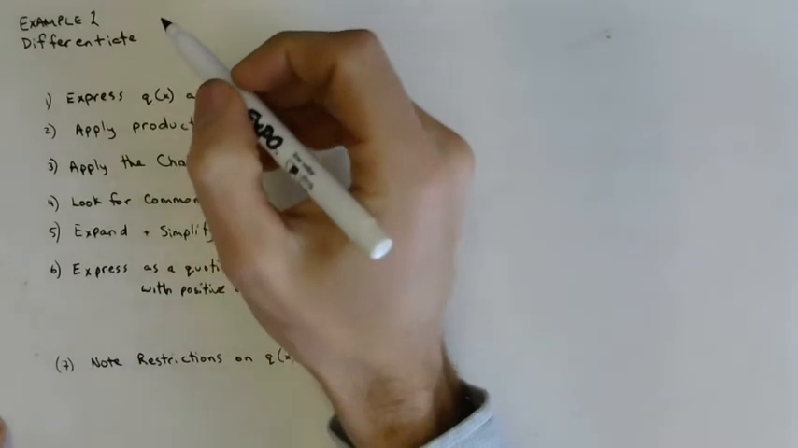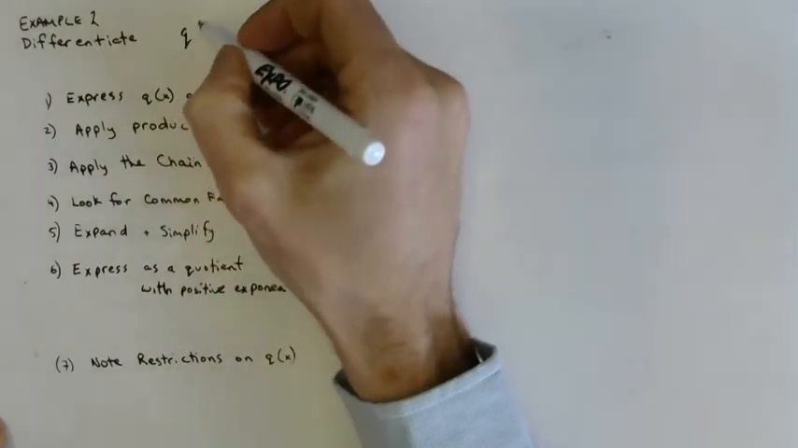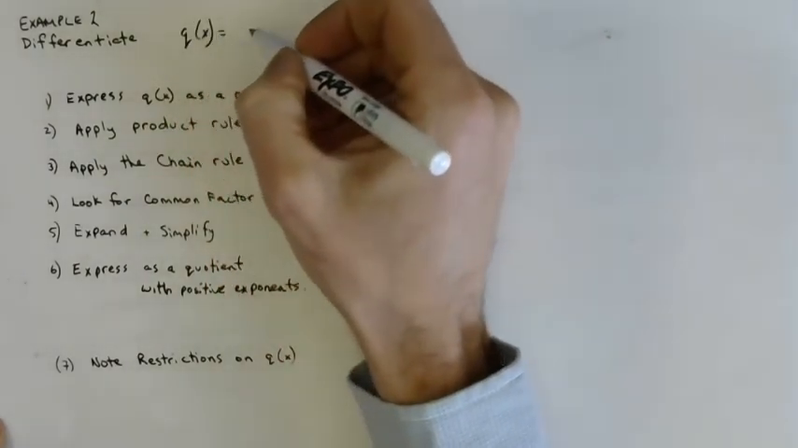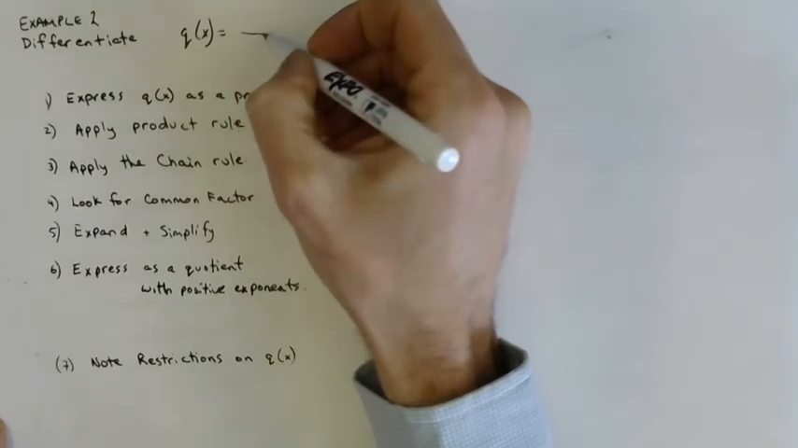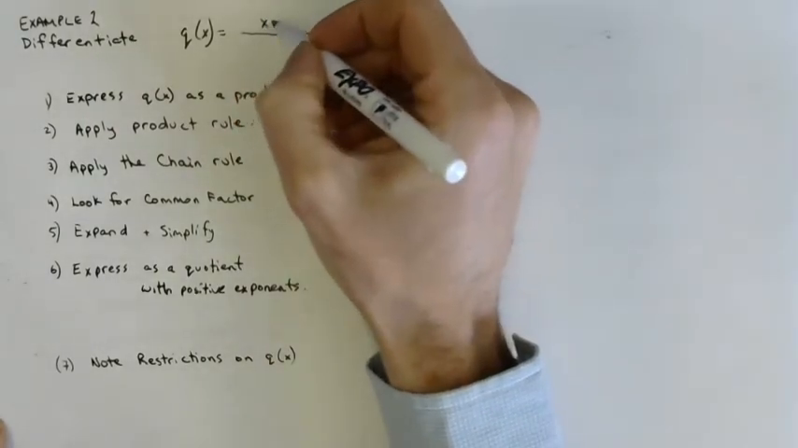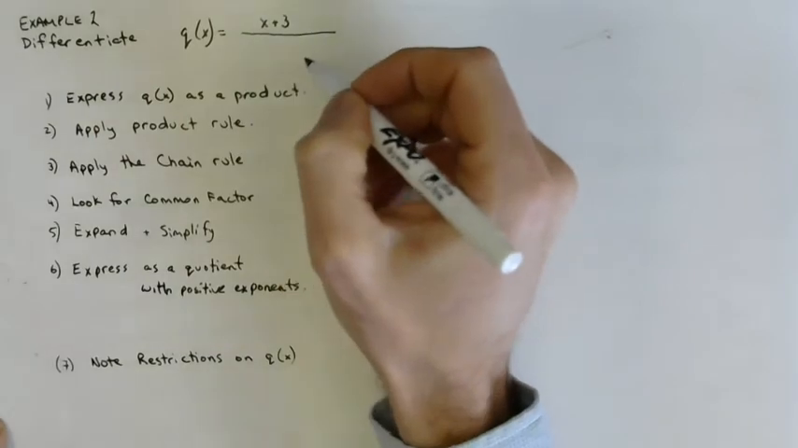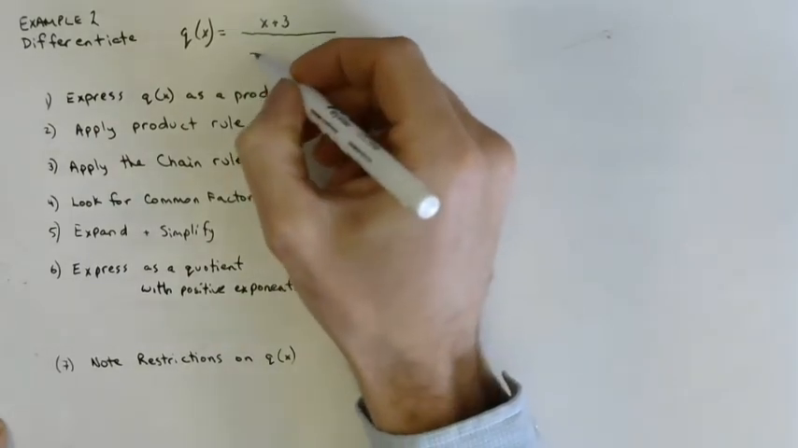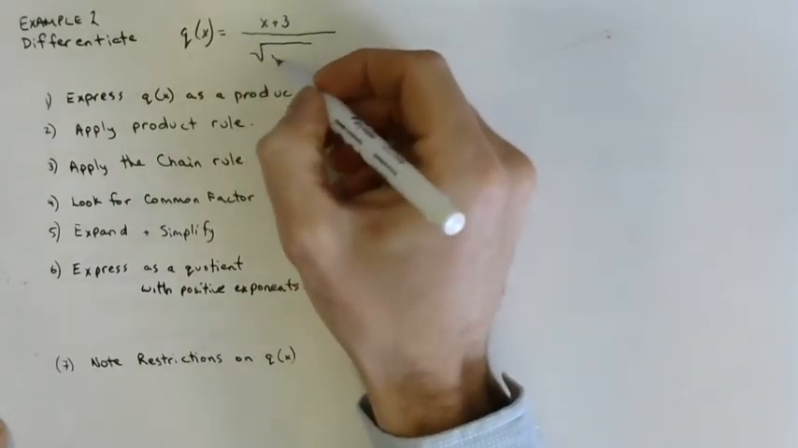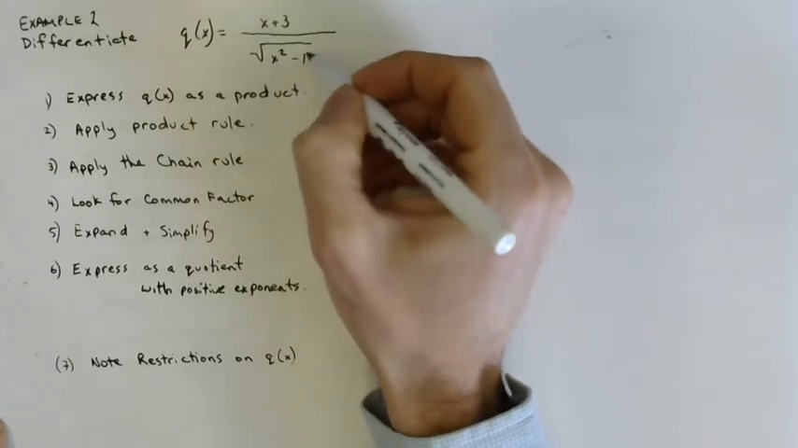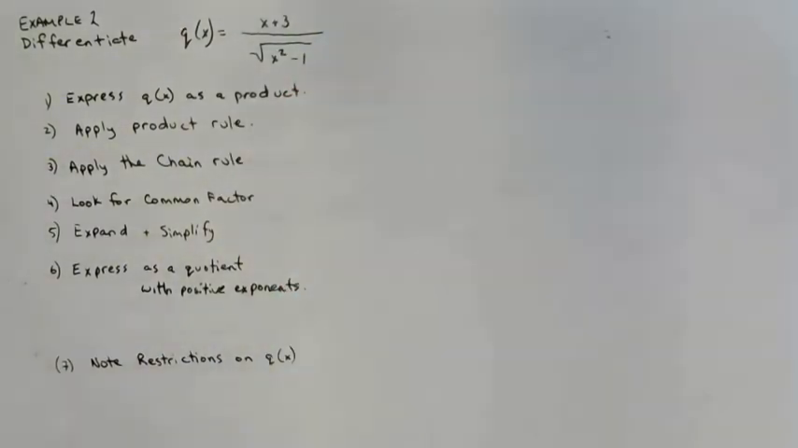Example 2, we are going to differentiate q of x. It's a quotient function. In the numerator, it's x plus 3. In the denominator, we have the square root of x squared minus 1. We're going to follow the same steps to differentiate this and also note restrictions by finding the domain.